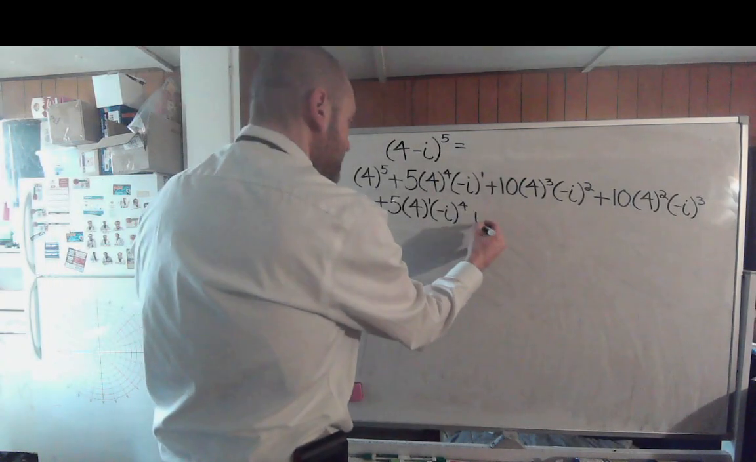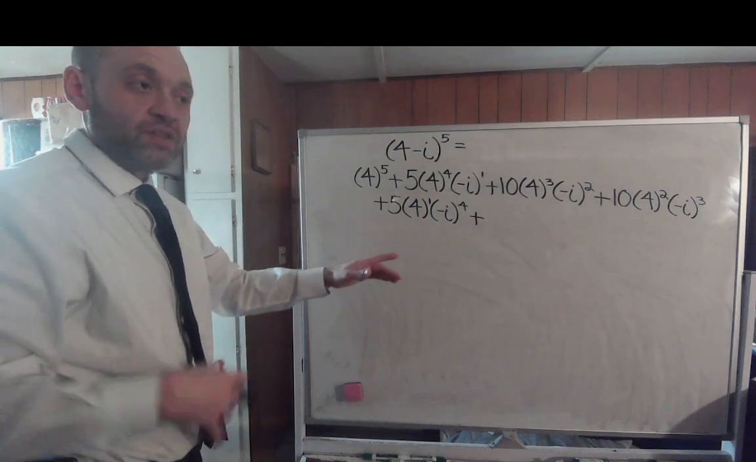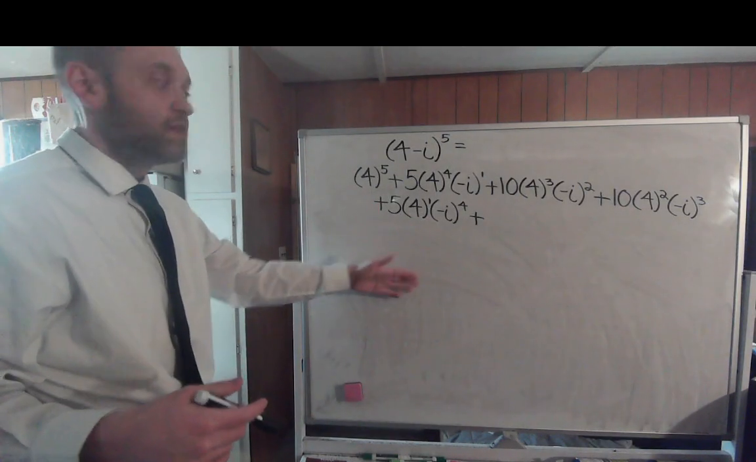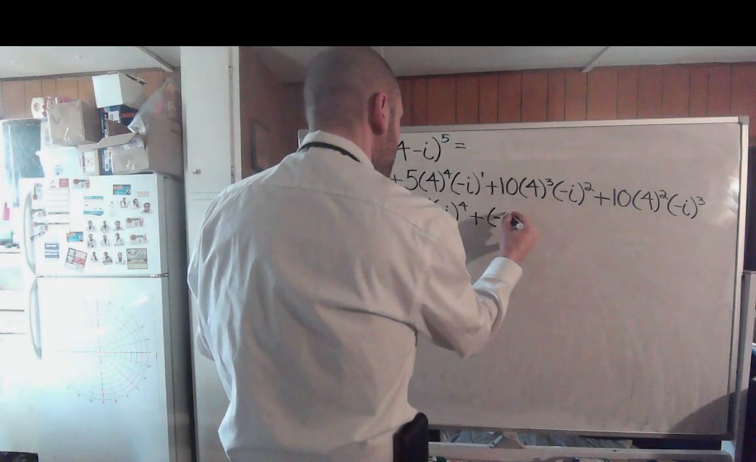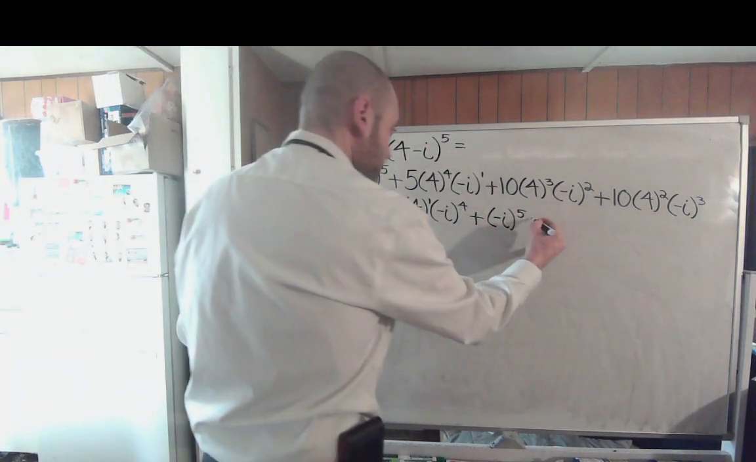And then last but not least, take that 1 times 5, which is 5, divide by the current term you're on, which is 5. So 5 divided by 5 is 1. 4 to the 0 is 1. So you'll just get negative i raised to the 5th power. Now we're ready to start simplifying this.